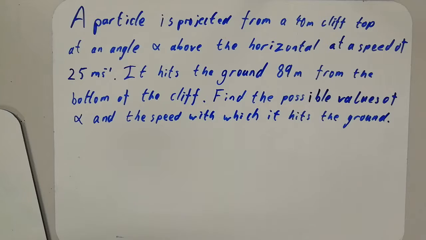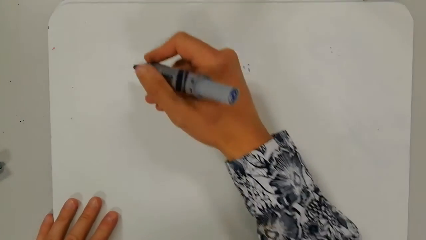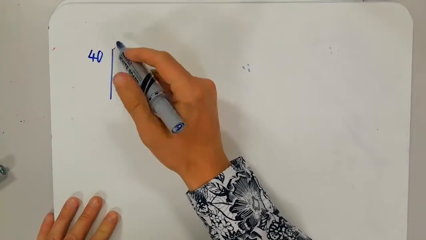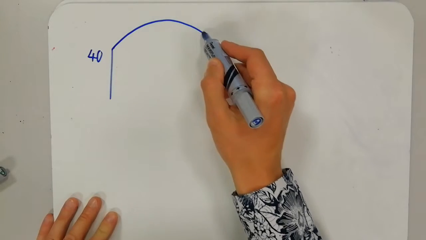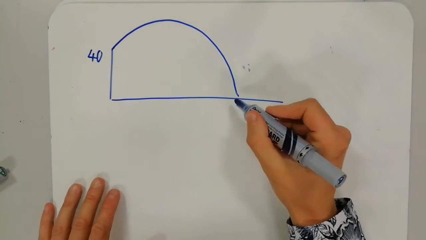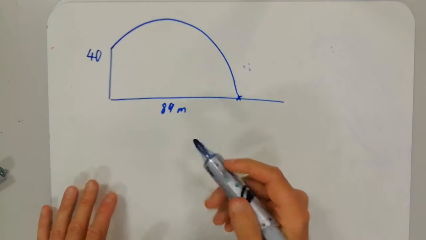Okay, very first thing to do on pretty much any projectiles and generally speaking mechanics question, draw yourself a sketch. So we're just going to put all of that information into a sketch. We're going to start off with a 40-metre cliff and then draw its motion. So a nice smooth curve, landing 89 metres away.